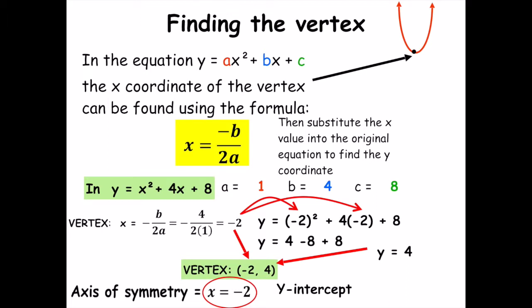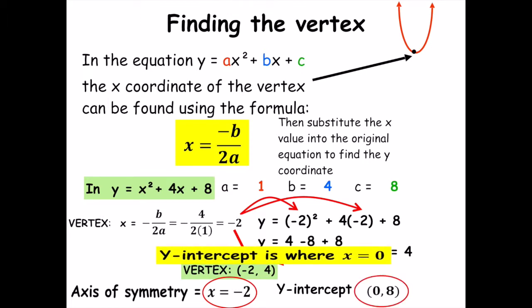Well, if y equals 8, what is my x value? Remember, the y-intercept is a distinct point. It is one point, so my y-intercept in this case would be 0, 8. And that's going to be important. You will write it in parentheses, 0, 8.